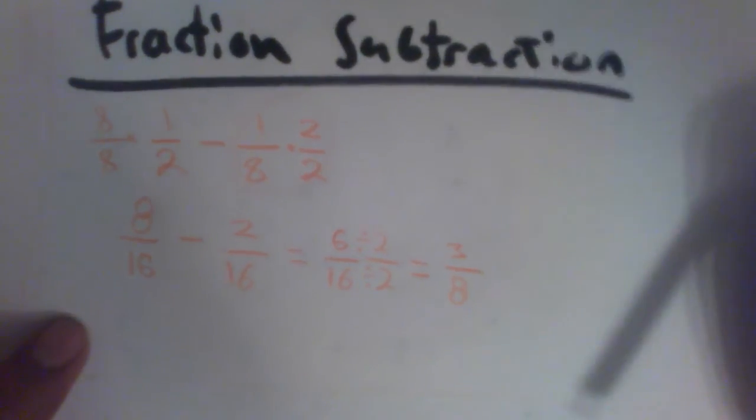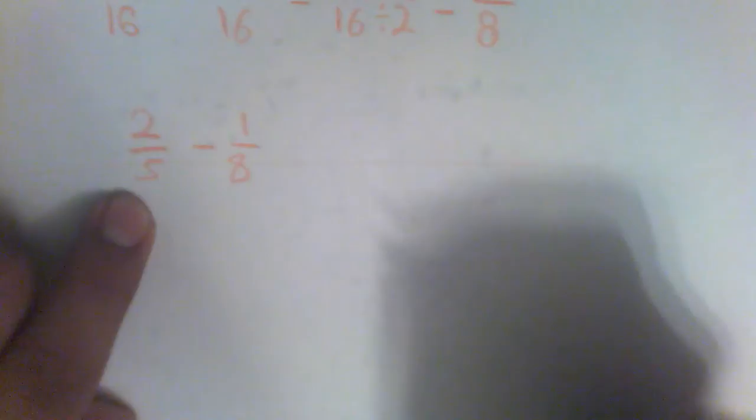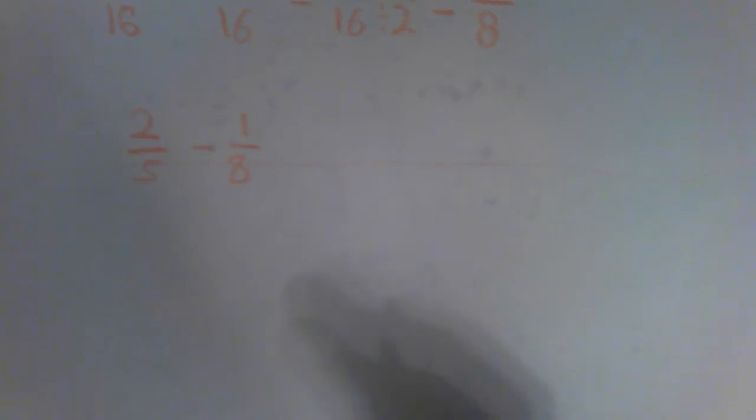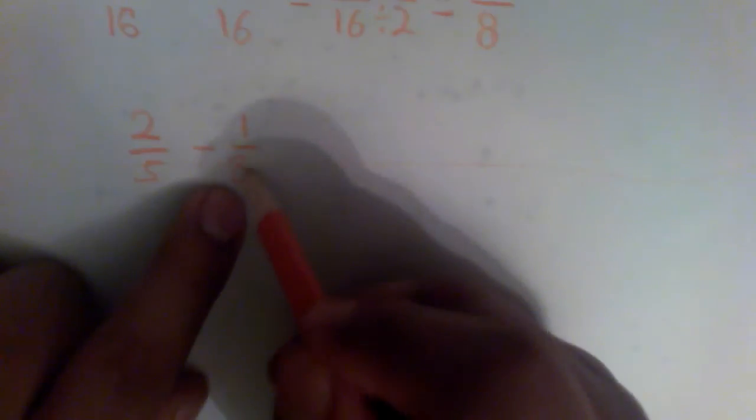So let's try a different one. Say we have 2/5 and we want to subtract, again, let's say 1/8, right? So for this, yet again, we don't have the same denominator, so we want to find the least common denominator between these two fractions. So here our denominator is 8, so we're going to multiply this by 8, and we're going to be multiplying this by 8. Here it is 5, so we're going to multiply this by 5 and this by 5. Yet again, it's 1, and this is 1, so we're not changing anything, right?